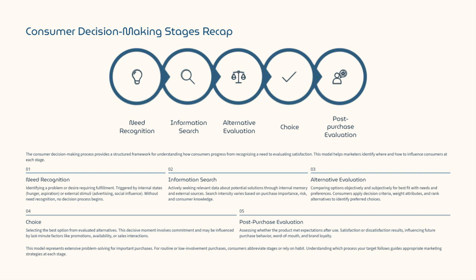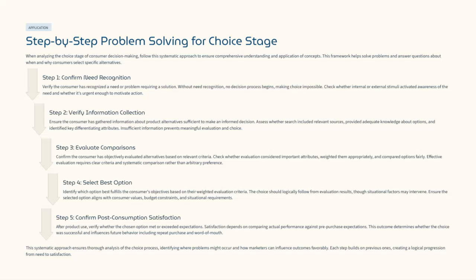Overall, this consumer decision-making model provides a structured way to understand how consumers move from recognizing a need to evaluating satisfaction. For us as marketers, understanding these stages helps us identify where and how to influence consumers effectively at each point of their journey. When analyzing the choice stage of consumer decision-making, it's important to follow a systematic approach to ensure we cover all the key points thoroughly, but in a conversational way.